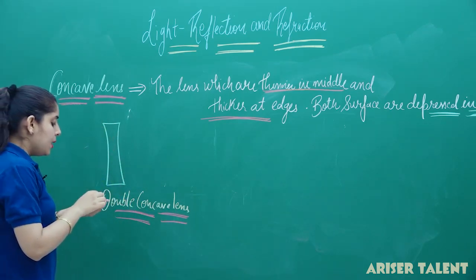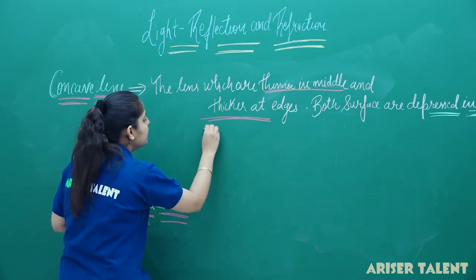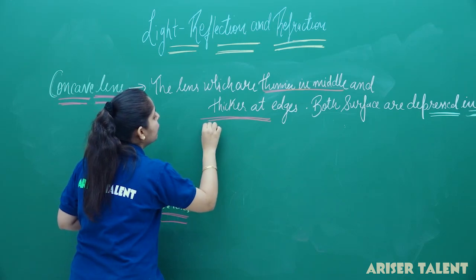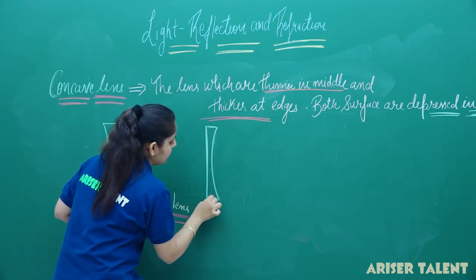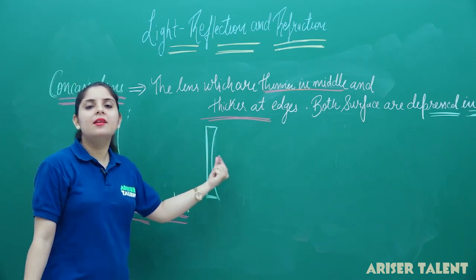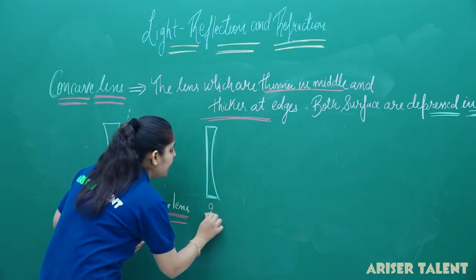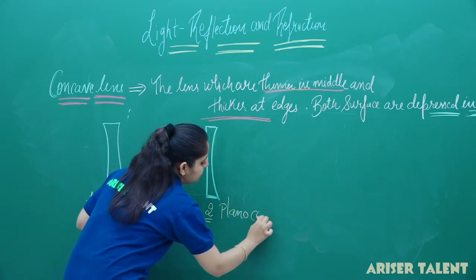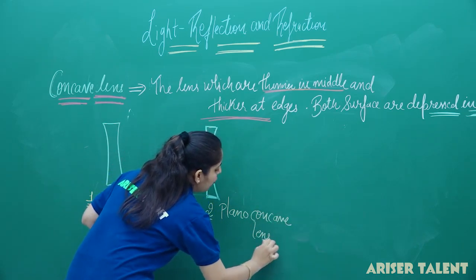Now, if one surface is plane, and we draw the other surface like this, you can see that one surface is plane and the other surface is concave. So what will be the name of this lens? We can write the name of this lens as plano-concave lens. This will be our plano-concave lens.